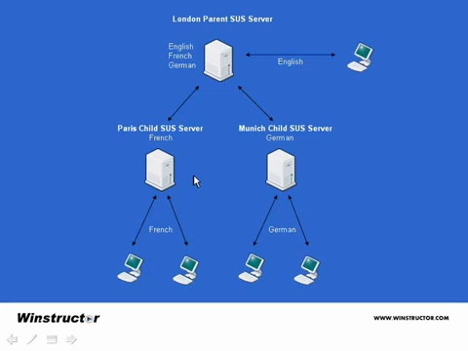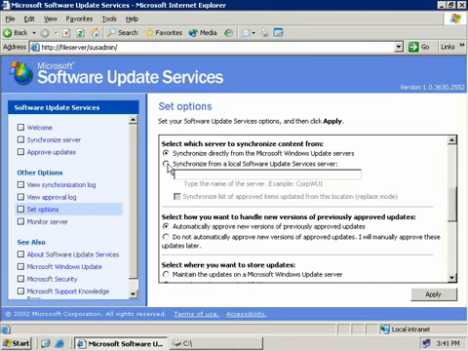Now the next thing we need to do differently for the child SUS servers is to set the synchronization server to be the London parent server instead of the Microsoft Windows Update server. So under set options for our French server, what we'll do here is we'll click synchronize from a local software update server, and here we type in the path to our London server. For the German server, we would do exactly the same thing.